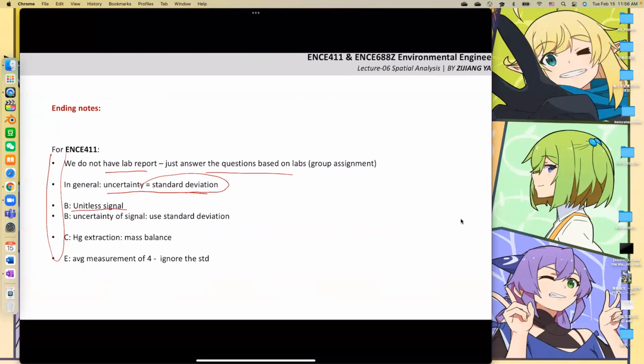For question B, the signal is unitless. We do not care about its unit. For the uncertainty of the signal, again, we can use standard deviation to describe this. For question C, we have H, the mercury extraction. We can just assume the mass is conserved, so all of the mercury in the soil sample is transferred to the solution. For question E, it says the average of 4. If you are doing this question, you can just ignore the standard deviation of this average measurement of the 4. And that's it.